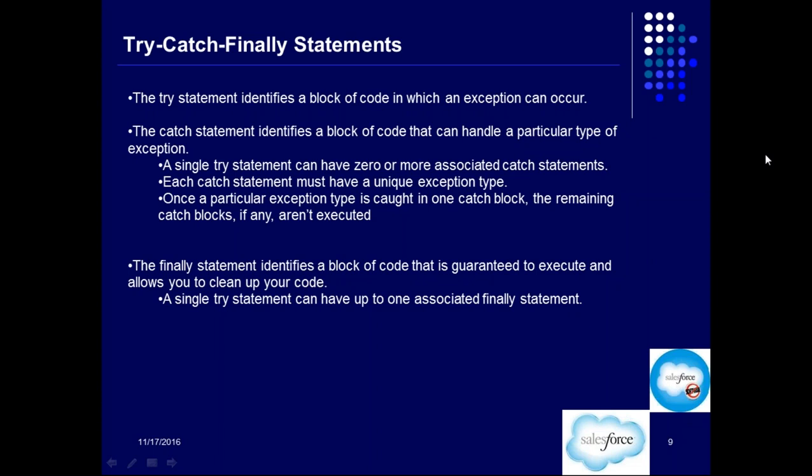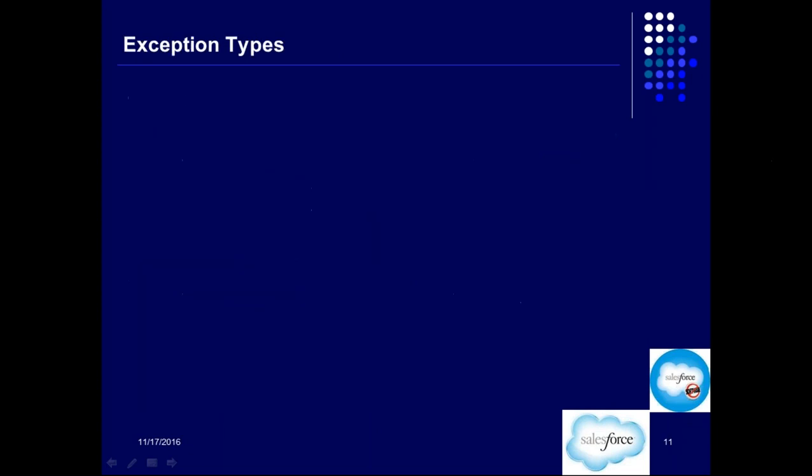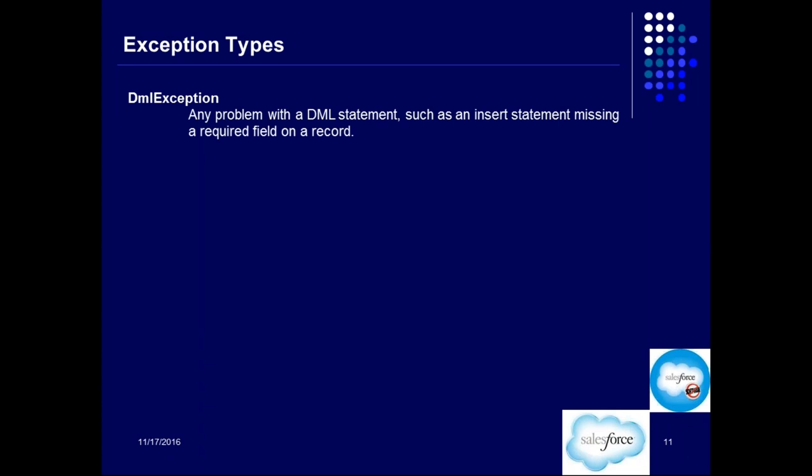Okay, now the next thing that we have to understand is the exception type. So what are the different types of exceptions that we usually have? I told you in the catch block you have to define the exception type, right? Now the exception types available which we can use in catch blocks: first is a DML exception. What is a DML exception? Any problem with a DML statement, such as an insert statement missing a required field on a record. So any problem with the DML statement is basically caught using the DML exception.